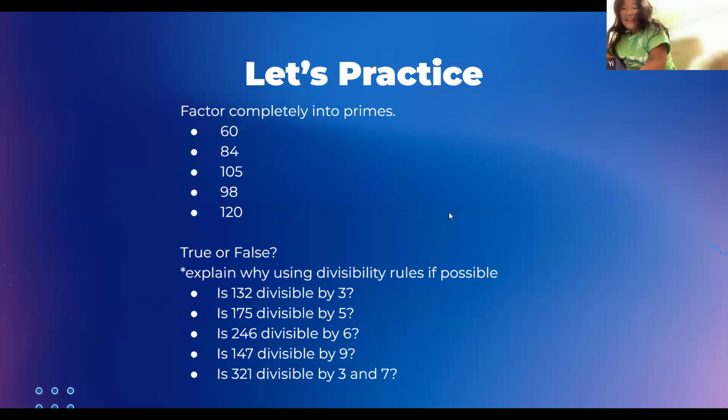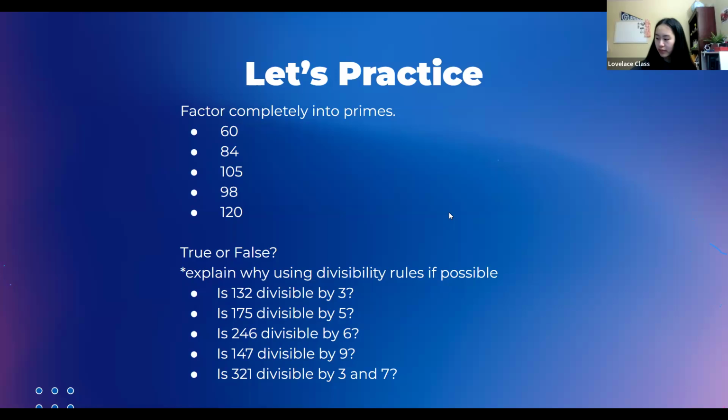Wait, what do I do now? Okay, so you have 2 and 60, right? What is 60 divisible by? 60 is divisible by 2 and 30. Okay, good. Then we go from 30. 30 is 2 and 15. And then from 15? 3 and 5. Perfect. So now all of them are prime numbers, right? And there you go. That's your factorization.